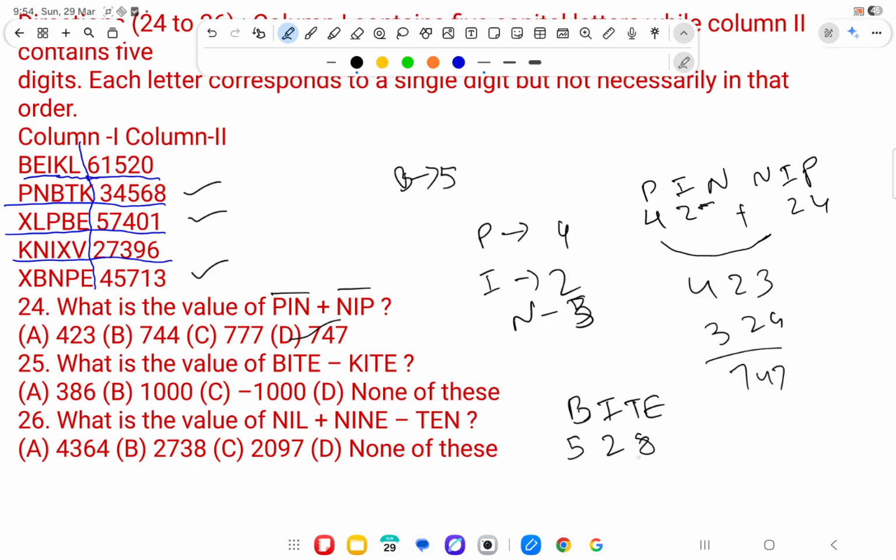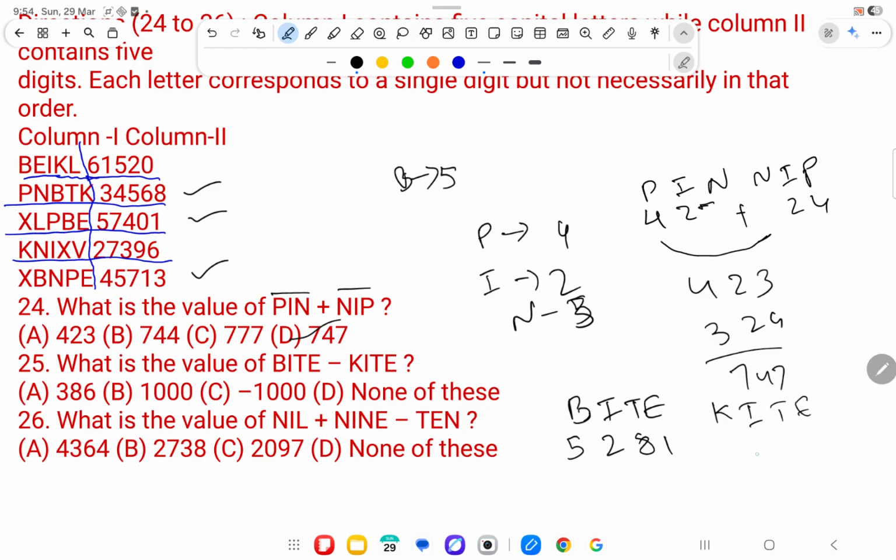Then E is the letter which is in first, third and fifth. Only first, third and fifth. B is already 5. In first, third and fifth, other than E, no other letter is repeated. So what is the number repeated? 1. So E is for 1. And they are asking KITE.